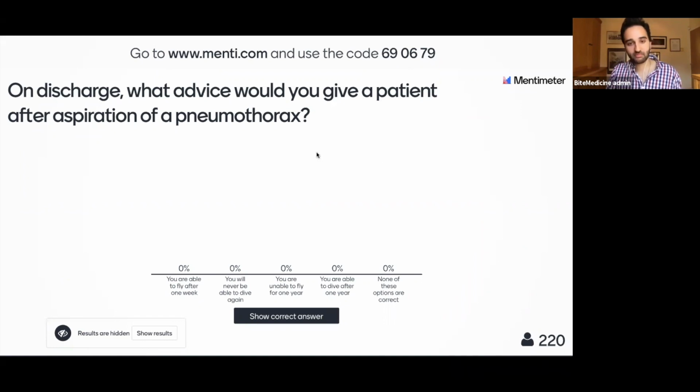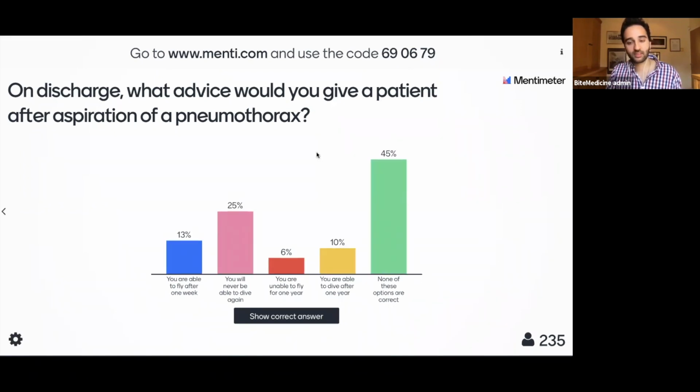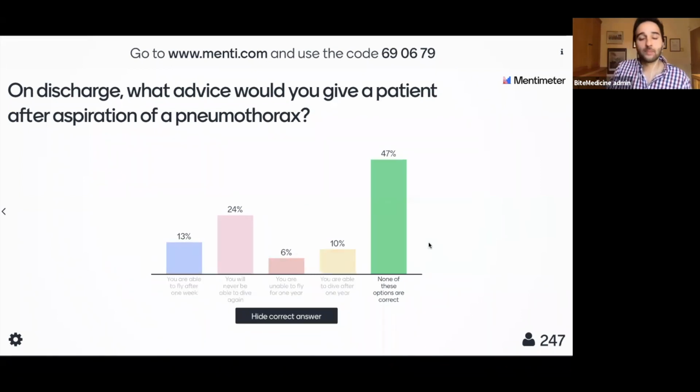Okay. Not as hard as we thought. So maybe actually the harder question was the one before this, so let's take that as the top decile question. But yes, absolutely right, none of these are correct, and I'm going to explain why on the next slide. Actually, I can touch on it here. The main thing people often get confused about is when you can fly. The main rule to remember is that you can fly 1 week after a post-check chest X-ray.